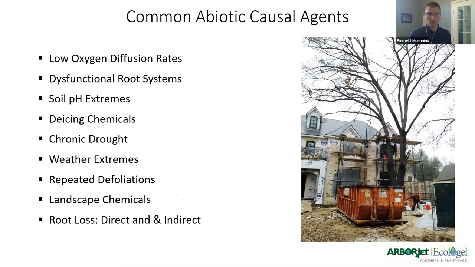So common abiotic agents: low oxygen diffusion rates, dysfunctional root systems, soil pH, landscape chemicals, drought, weather extremes, repeated defoliations, root loss. If you look at this list, a lot of these things happen underground where you can't see what's going on, and a lot of these are caused by people. This image that I have here, I took this photo back in 2014 or 2015, and I wish I would have written down the address, because I can guarantee you that tree is not there anymore. We're going to talk specifically about this tree in a little bit as we go through the presentation.